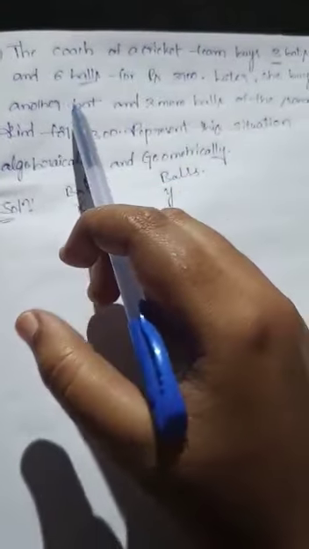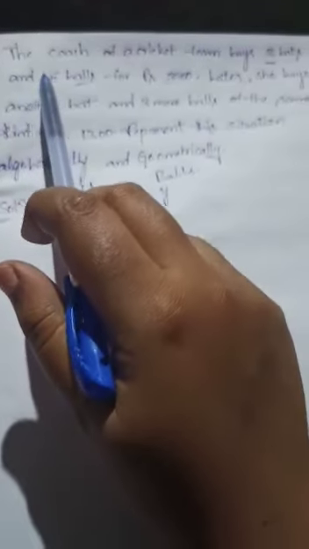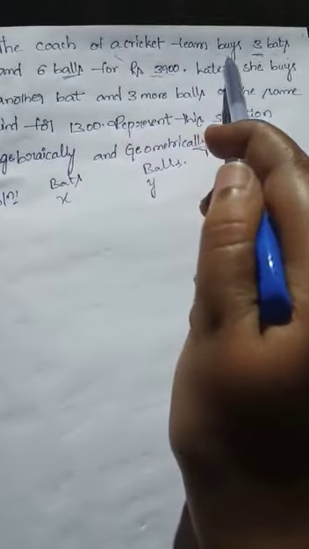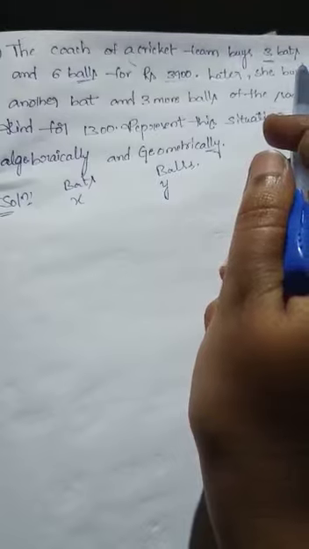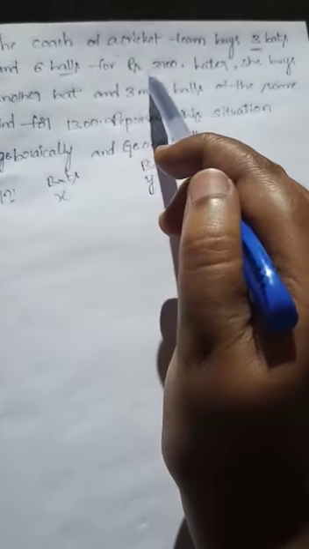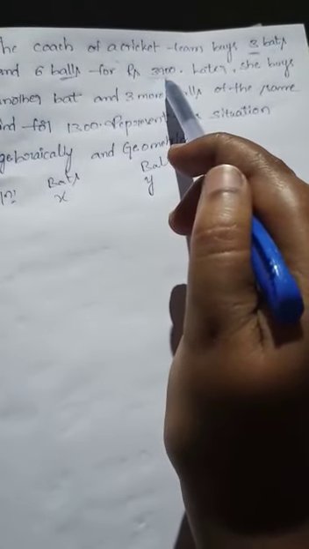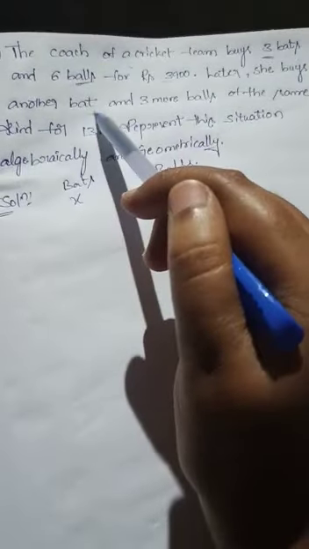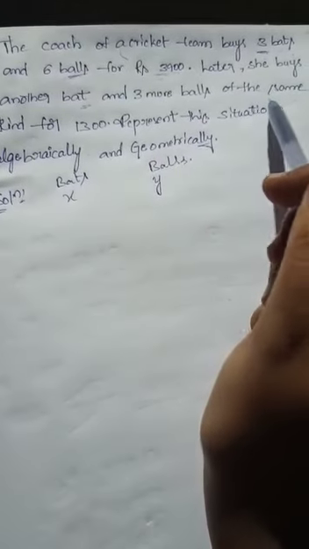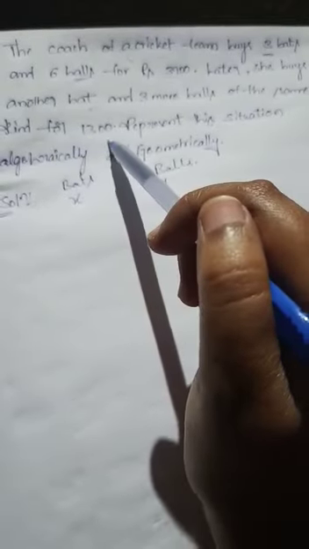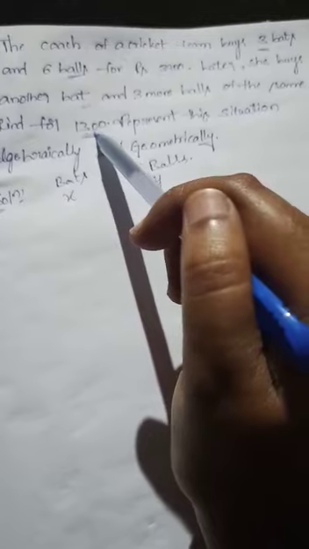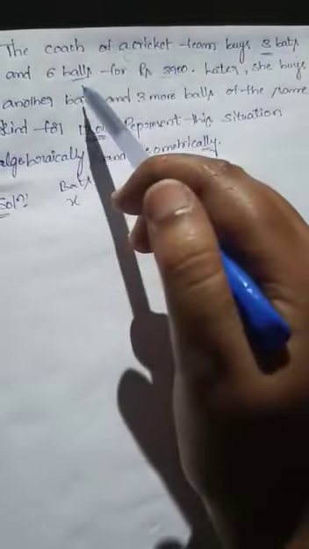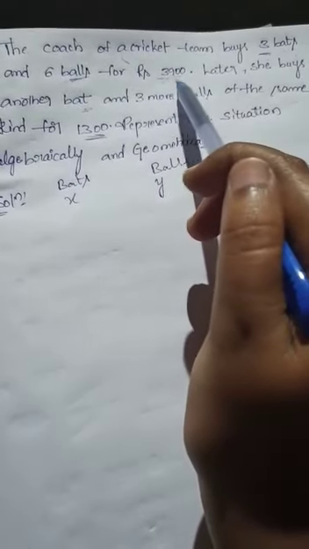Let's discuss one example. See this problem. The coach of a cricket team buys 3 bats and 6 balls for 3,900 rupees. Later, she buys another bat and 3 more balls of the same kind for 1,300 rupees. Here, she buys 3 bats and 6 balls for 3,900 rupees.